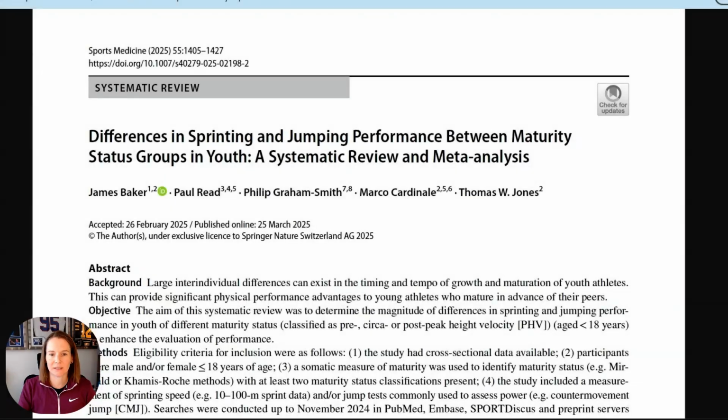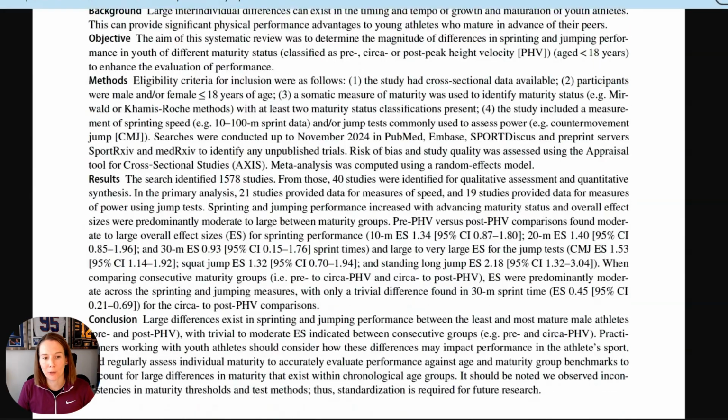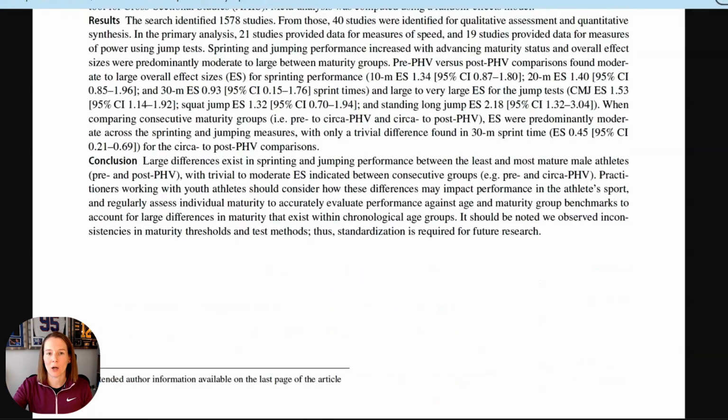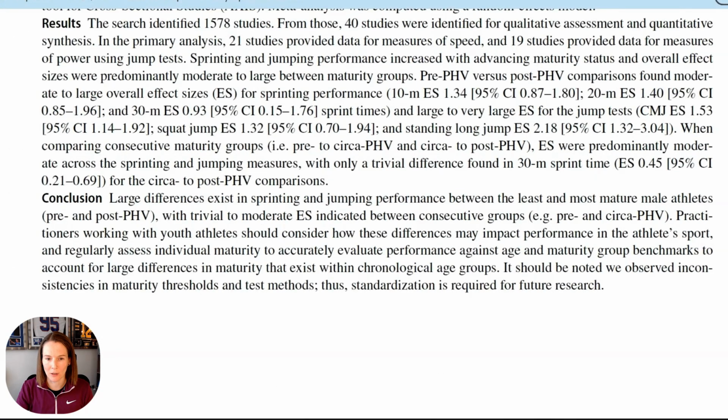And this recent systematic review and meta-analysis from James Baker highlighted large differences in both sprinting and jumping performance between the least and the most mature male athletes, i.e. comparing those who are post-peak height velocity with those who are pre-peak height velocity. So it's really important then that we consider these differences in terms of both coordination and movement, and then also the physical capacities of strength, sprinting, jumping, and how that might impact performance in the sport itself.